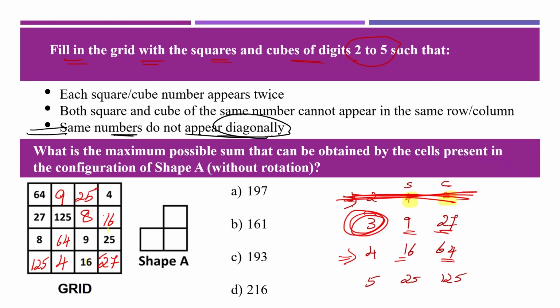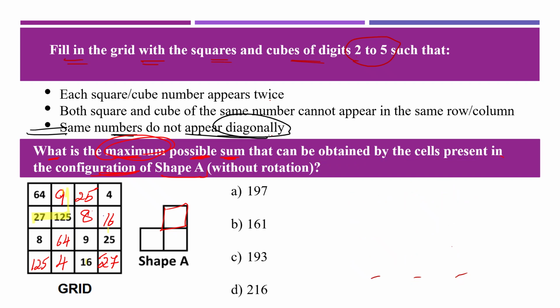The next part of the question is, what is the maximum possible sum that can be obtained by the cells present in the configuration of shape A? Okay, in this shape, since they have asked for maximum, let's find the combination of the largest numbers. Okay, in that case, this is 27, 27, 125, 9. Let me make a note of the same.